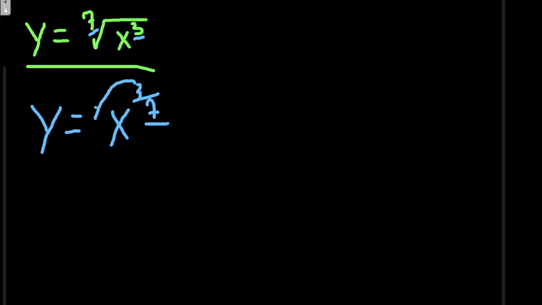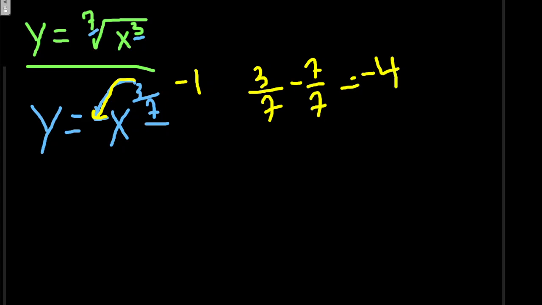Move it up front and do it in a different color. You can see. Move it up front again and then subtract 1. So you can imagine 3 over 7. To subtract 1, you do 7 over 7, right? 7 over 7. And then you get minus 4 over 7. And this is your new exponent.